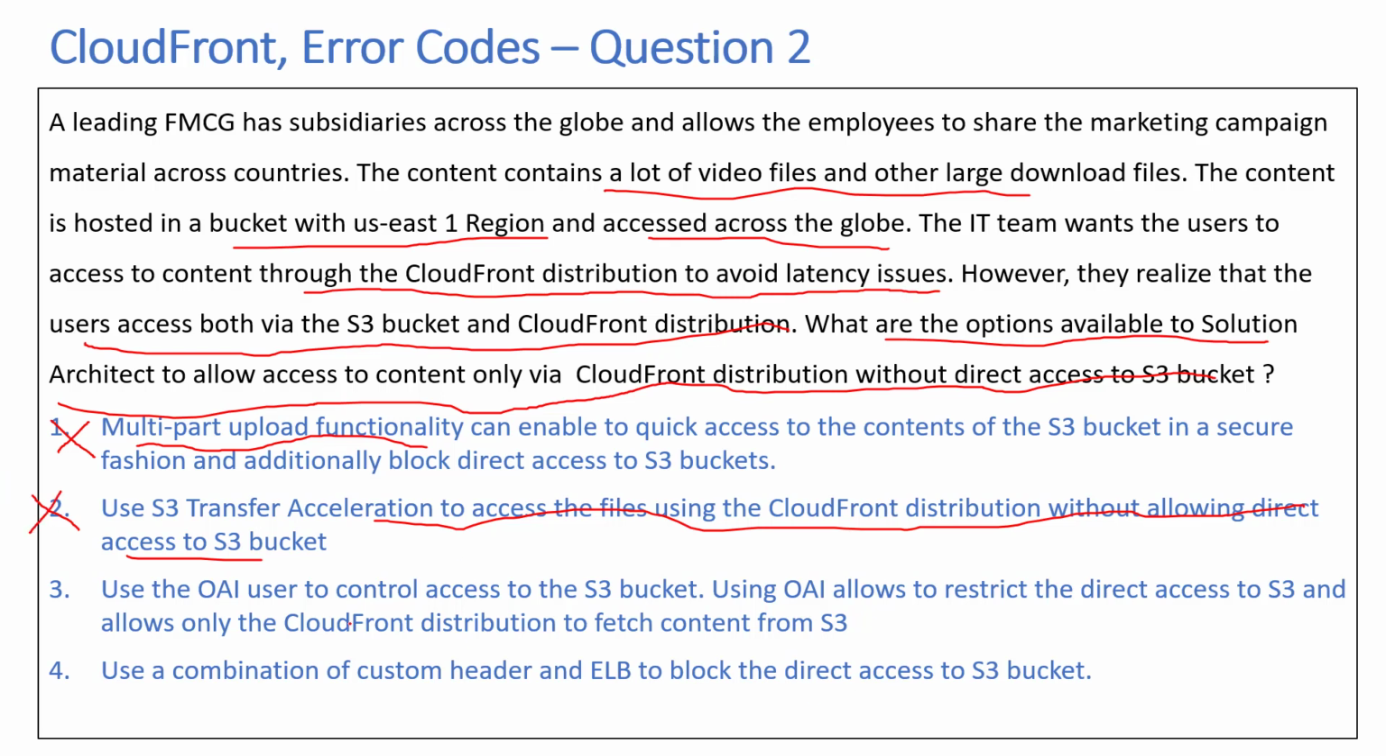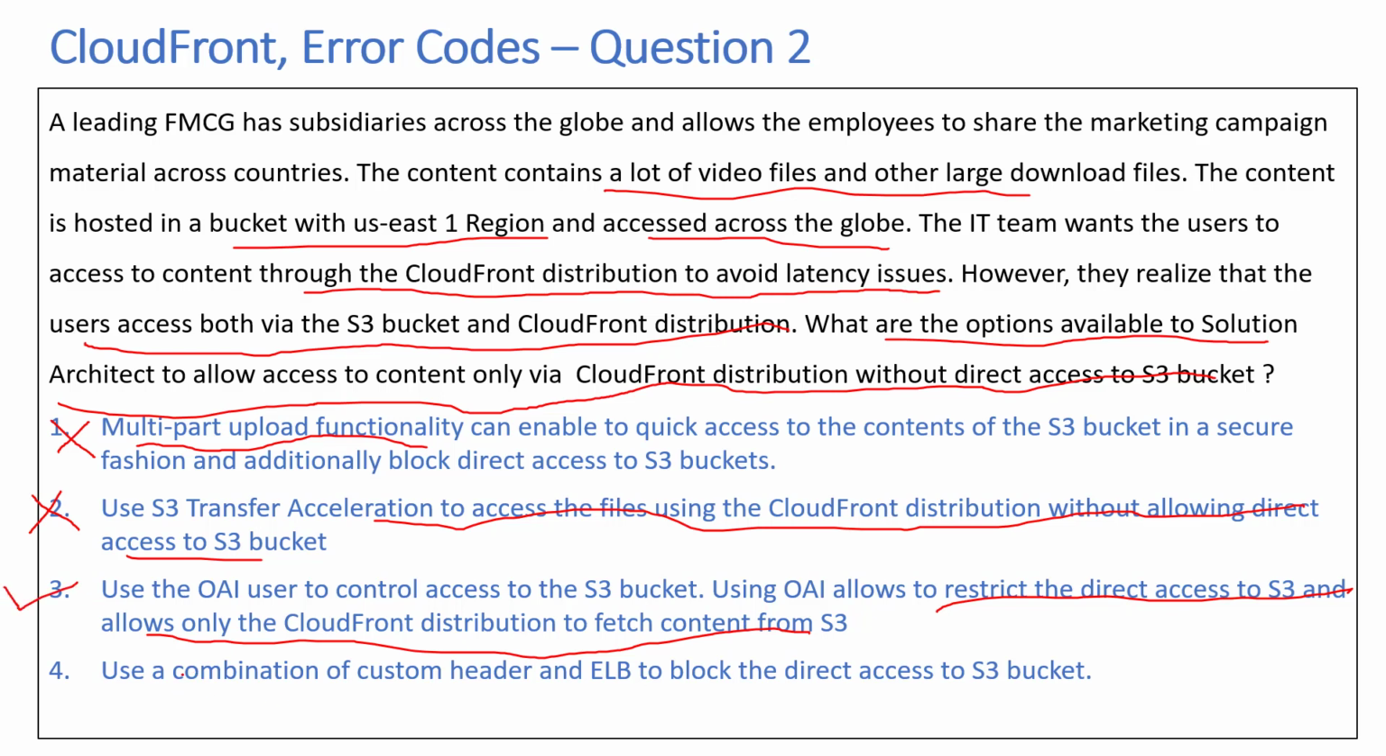Okay, now let's look at the third one. Use OAI, origin access identity, to control access to the S3 bucket. Using OAI allows you to restrict the direct access to S3 and allows only the CloudFront distribution to fetch the content from S3. Yeah, this is correct, right? You use OAI, which is like an IAM role, which allows only the CloudFront distribution to access the content directly from S3. No user can actually directly access the files in S3. So if we enable this, it should solve the challenge. So this definitely seems like a good option.